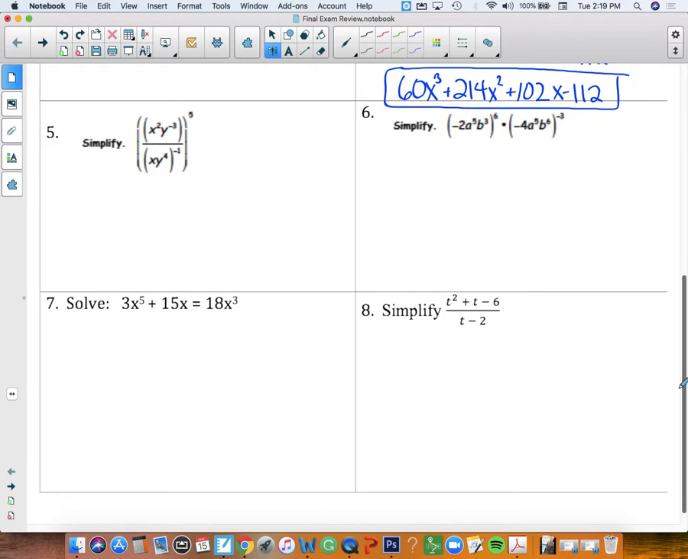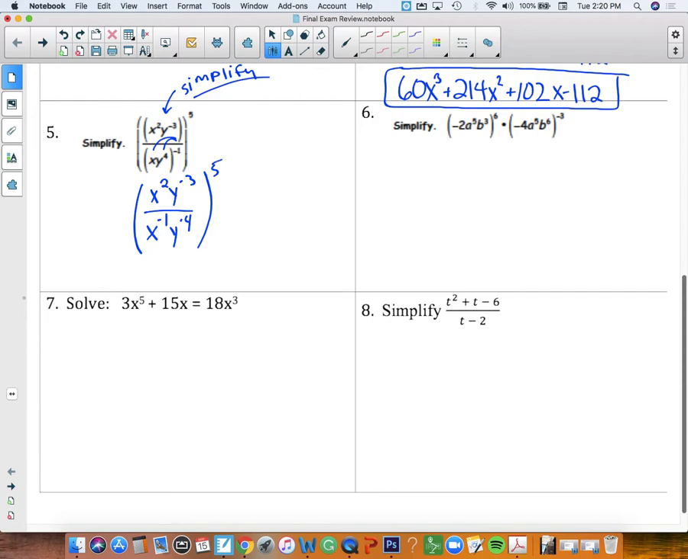All right, number 5. Best thing to do here, simplify on the inside first. So I can rewrite this, have x squared, y to the negative 3. So that negative 1 goes into both of those there. X to the negative 1, y to the negative 4.